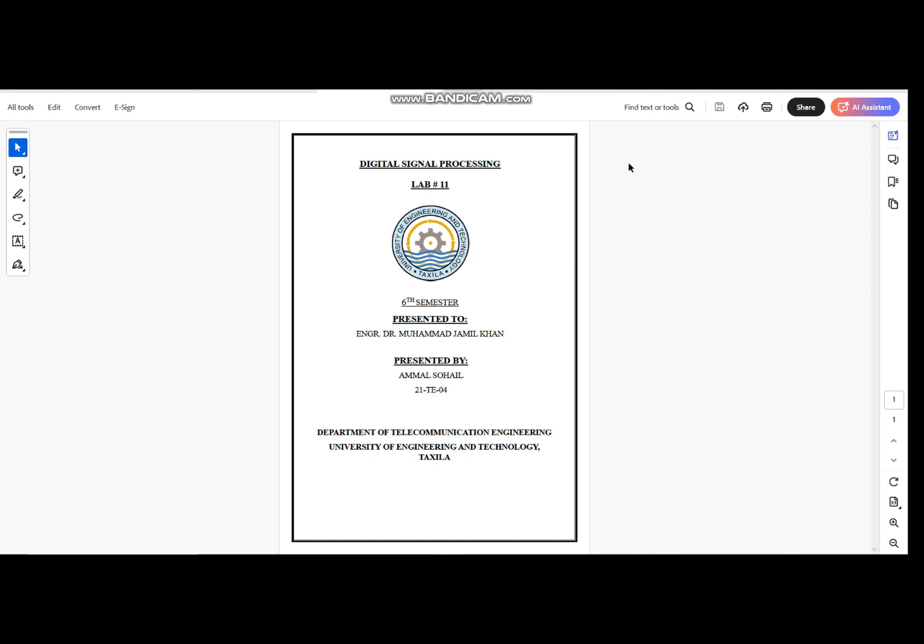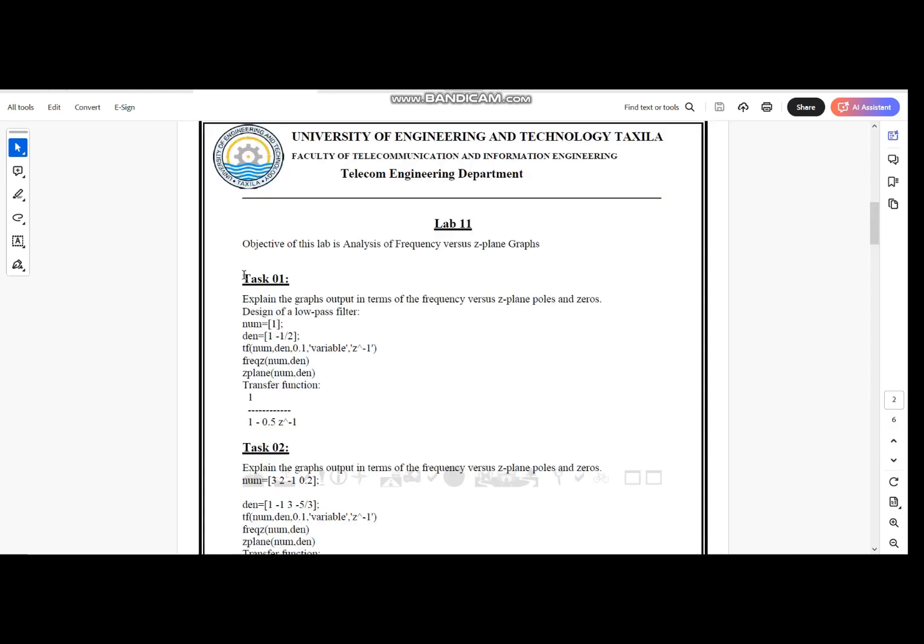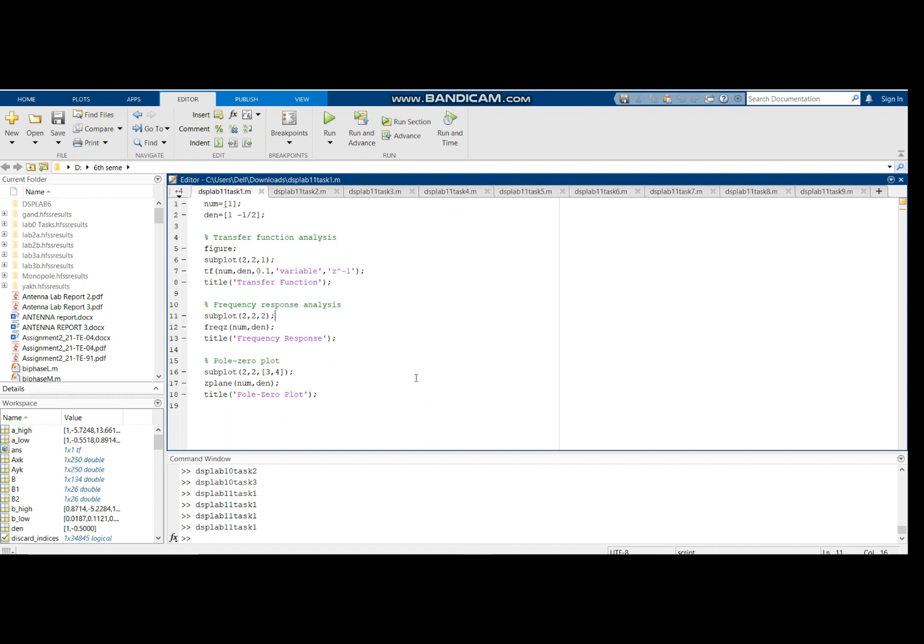Today I'll be implementing Lab 11 of Digital Signal Processing, which is about analysis of Z-plane poles and zeros and the stability of the system. The first task of Lab 11 is to explain the graph's output in terms of the frequency versus Z-plane poles and zeros. Let us see the MATLAB code for it.